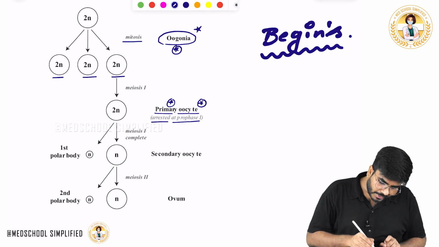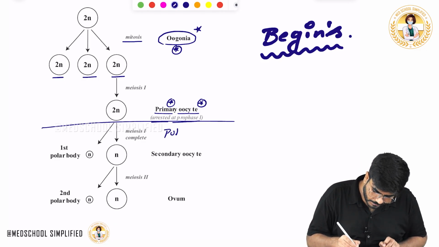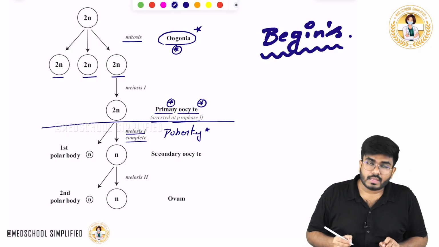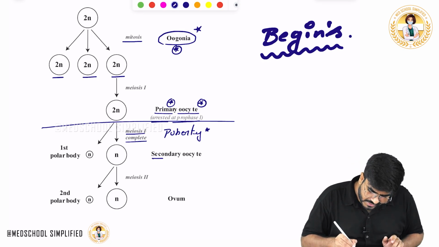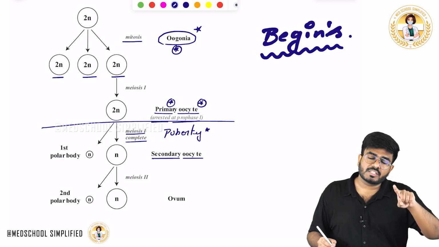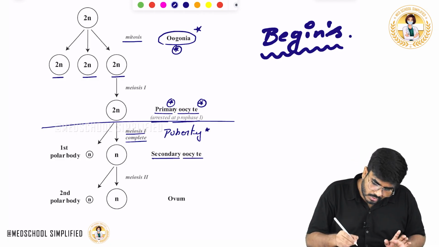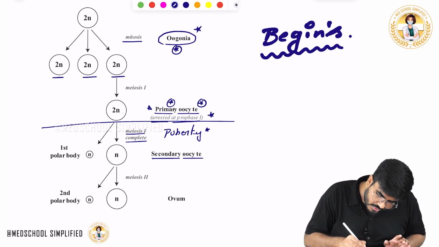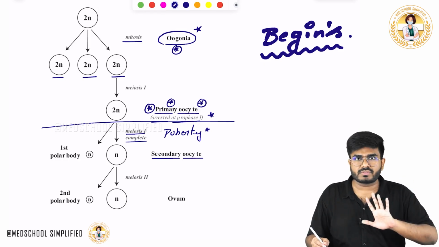Now, when is it going to be completed? During puberty. So, during puberty, meiosis 1 is completed. Once meiosis 1 is completed, you are going to have the secondary oocyte, just like spermatogenesis. Just like the primary spermatocyte enters into meiosis 1 over there, here also the primary oocyte is entering into meiosis 1.